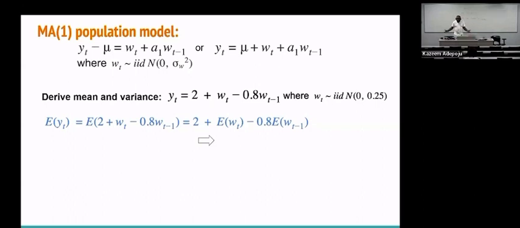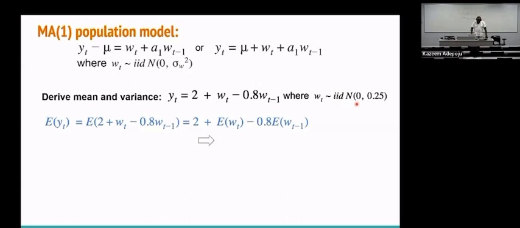Okay, the expected value of WT equals 0. Look at the specification: WT follows a normal distribution with a mean of 0. That means the expectation of WT is 0. Does that make sense? Not only the current residual, even the previous residual has an expectation of 0. So the expectation of WT equals 0, and the expectation of WT minus 1 equals 0.